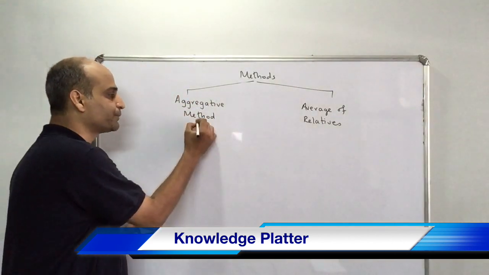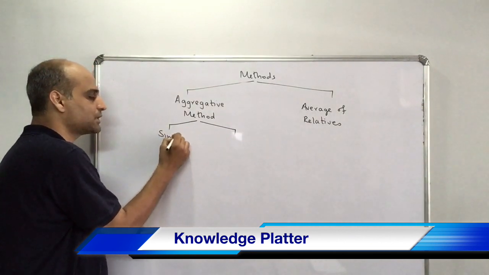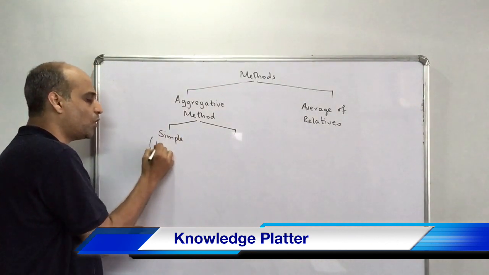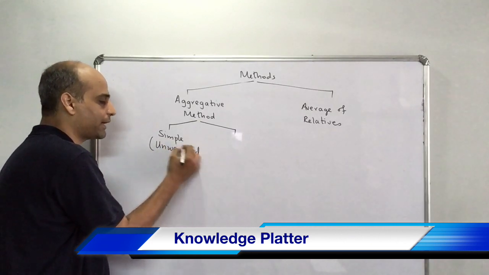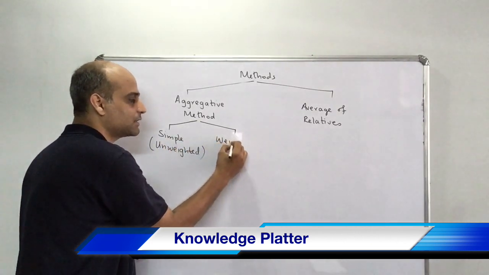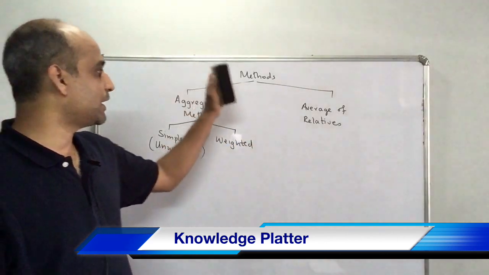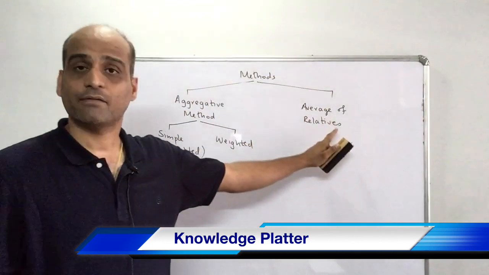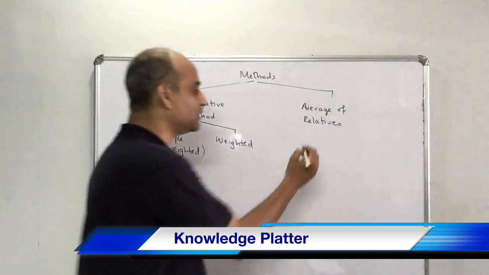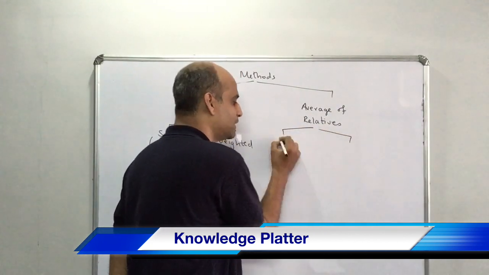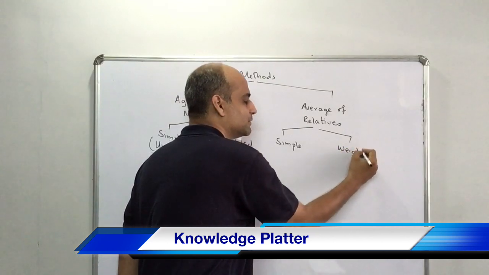Now further down in the aggregative method you have two sections. The first one is simple aggregative, or we also call it unweighted aggregative, and next is weighted aggregative. Okay, so you have two methods, aggregative and average of relatives, and then simple and weighted. Similarly over here you have simple and weighted.